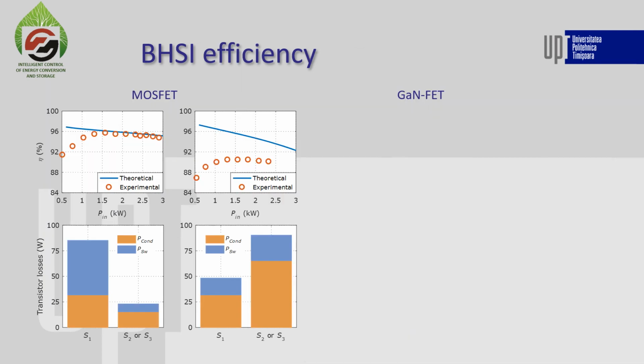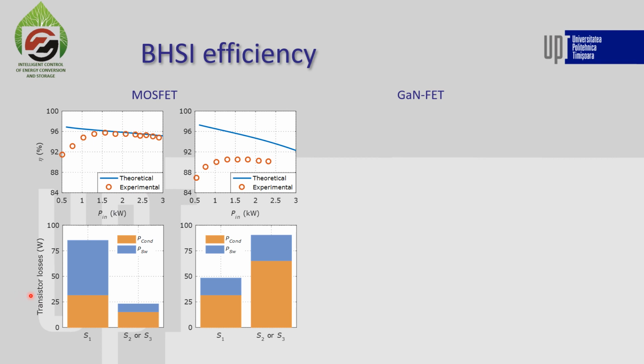And next we analyze the efficiency for both converters. On the left we have the buck mode, and on the right we have the boost mode. On this column we have the MOSFET prototype, and we see that the experimental results are close to the theoretical results, at least at higher power levels. The efficiency here is at a maximum of 96%, but on the boost mode we see that the efficiency is lower, of only around 90%. So we see quite a bit of discrepancy between the theoretical efficiency and the experimental efficiency.